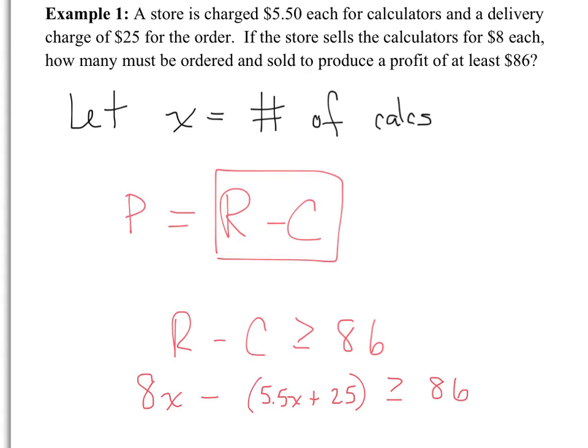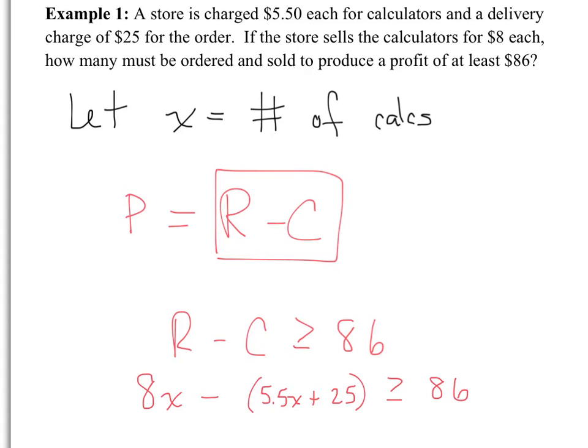Why is it only next to the 5.5? Because it's just a delivery cost, it doesn't really matter how many calculators you buy. Yeah, very good. It's like the y-intercept, isn't it? It's a flat rate, or a flat fee added on. 5.5 is like your slope. X is your independent variable. 25 is like your y-intercept.